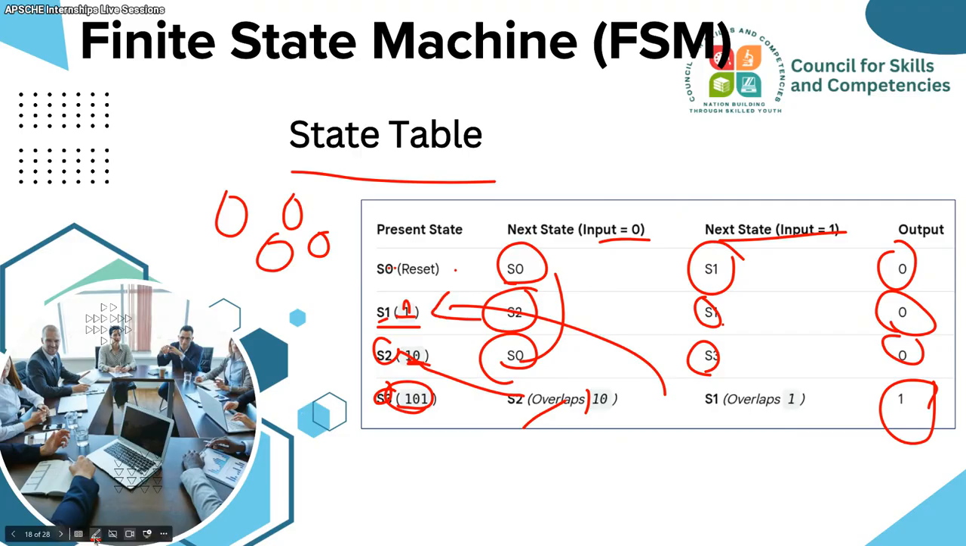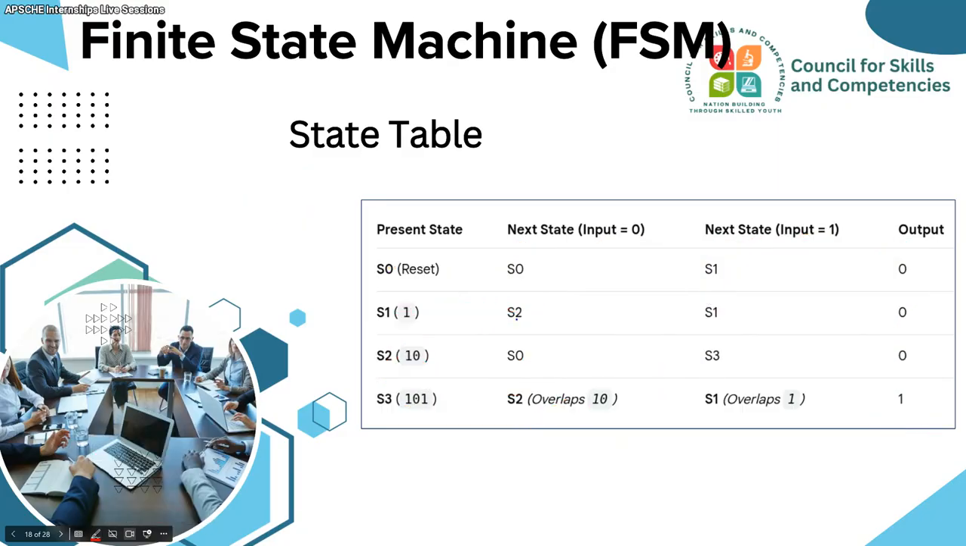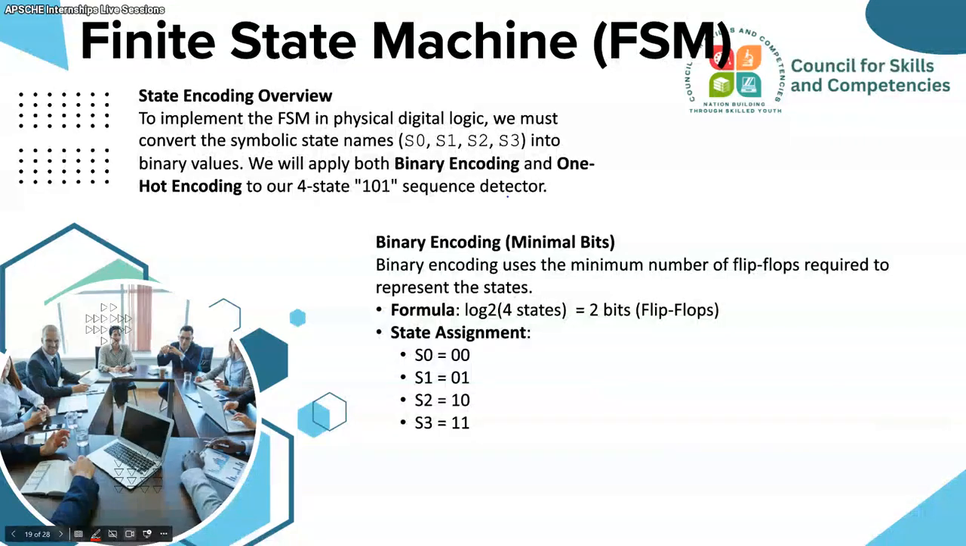So these are the things we have done in the diagram. We are trying to put it in the state table. Now to this state, I am trying to put an encoding. That means I am trying to apply a logic 00, 01, 10, or 11 to the state. I am trying to encode a value to that state.